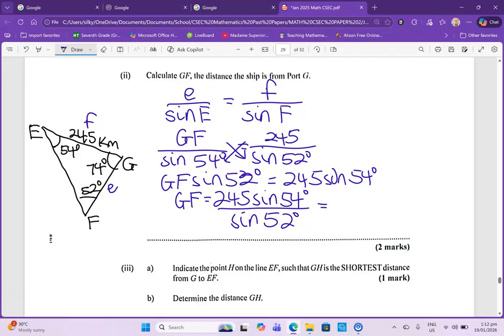And if I work that out on my calculator, 245 sine 54 equals, and then I take that answer and divide it by sine of 52, I will get GF to be 251.5 kilometers. Okay, so that's 2 marks.